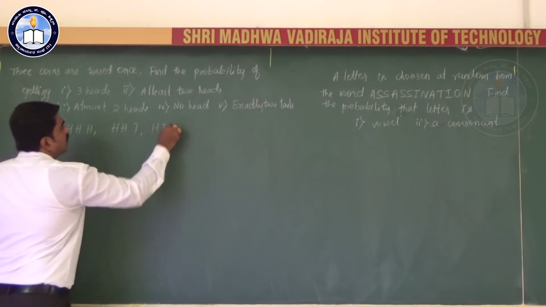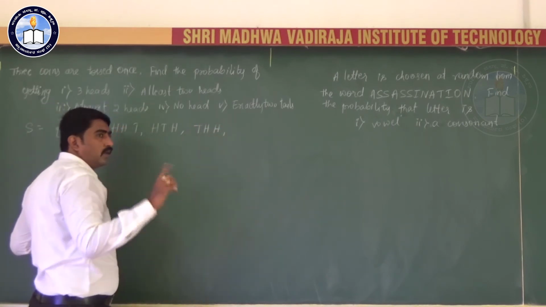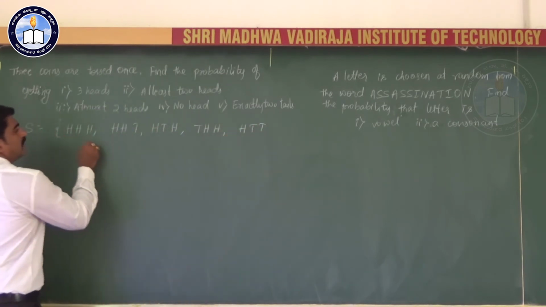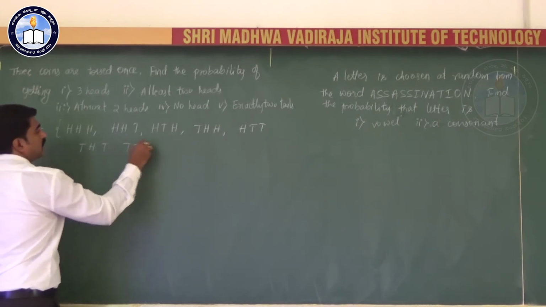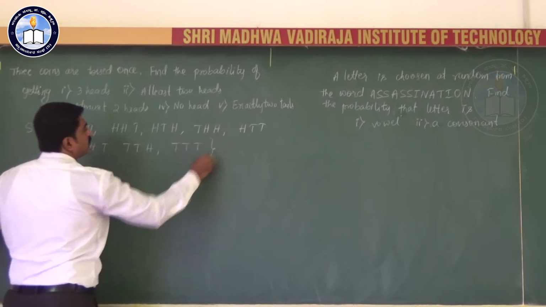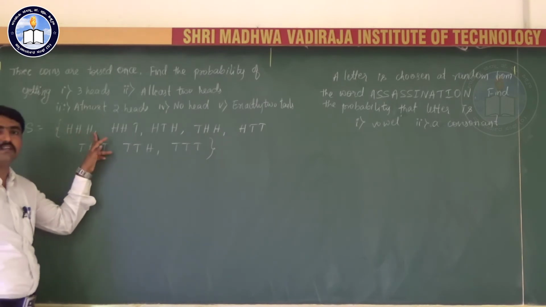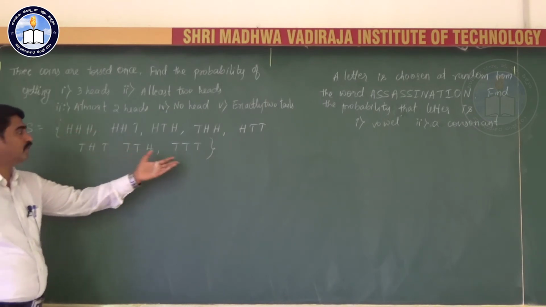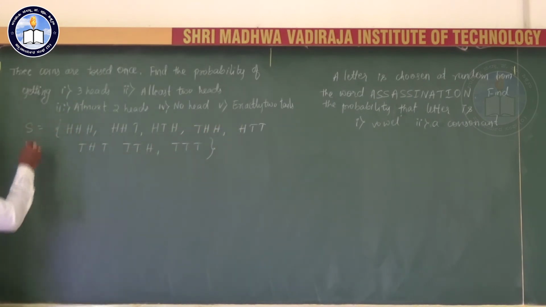HHT, HTH, 2 heads and 1 tail. So THH, 1 head and 2 tails, HTT, interchange that, so THT, interchange this, TTH, the last one is TTT. So 8 outcomes. When a coin is tossed first time 2 outcomes, second time 2 outcomes, third time 2 outcomes, according to the rule 2 into 2 into 2. So the total number of outcomes is 8. 1, 2, 3, 4, 5, 6, 7, 8.